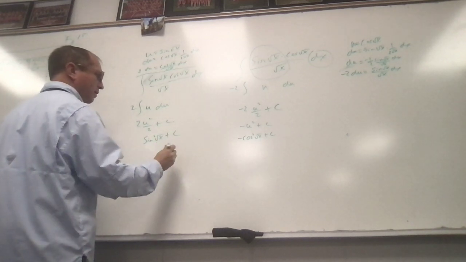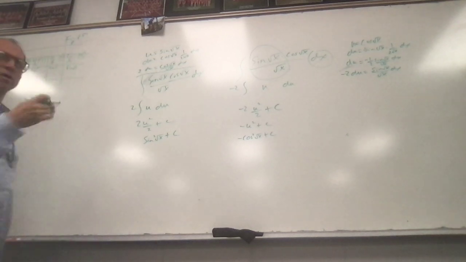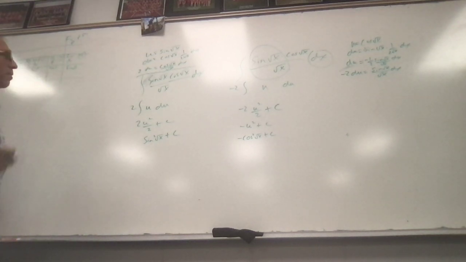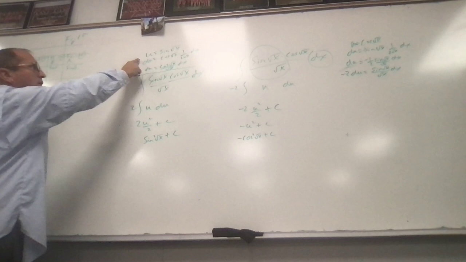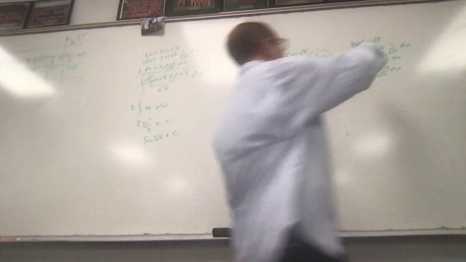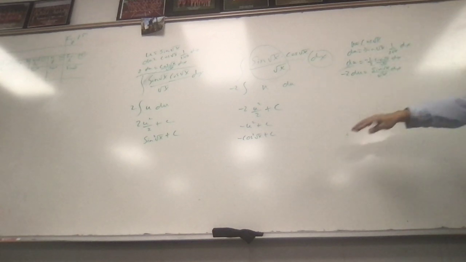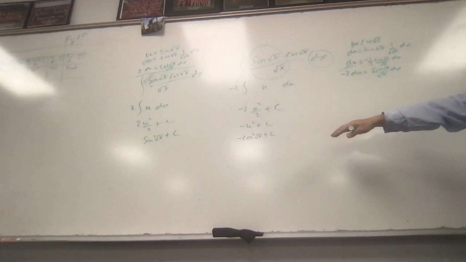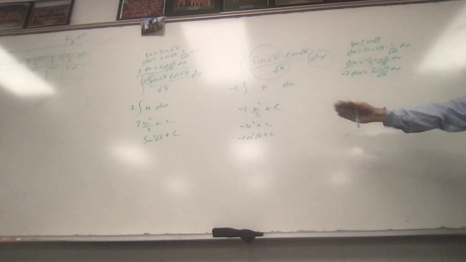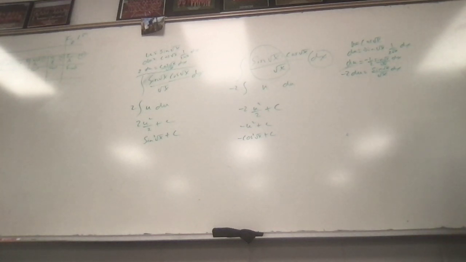So here I've worked the problem using 2 different u values. Here I let u equal the sine of the square root of x, and here I let u equal the cosine of the square root of x. And I got 2 different answers, right? So which one's right? Or did I get 2 different answers? No, you didn't get 2 different answers, even though they don't look the same.